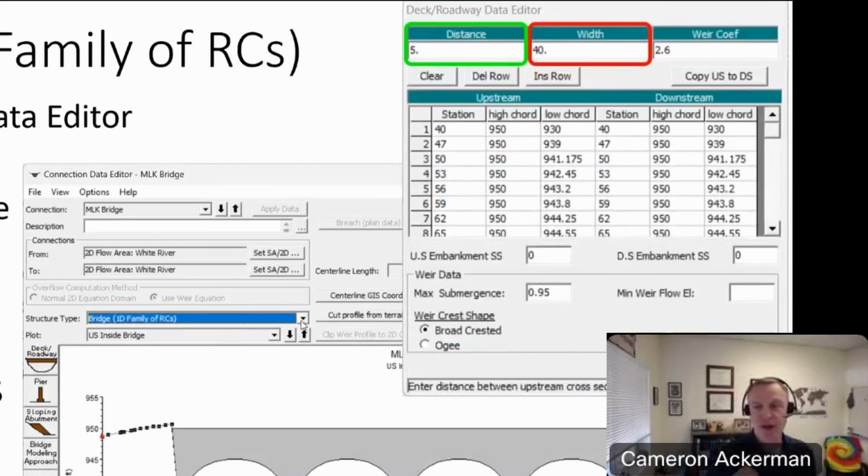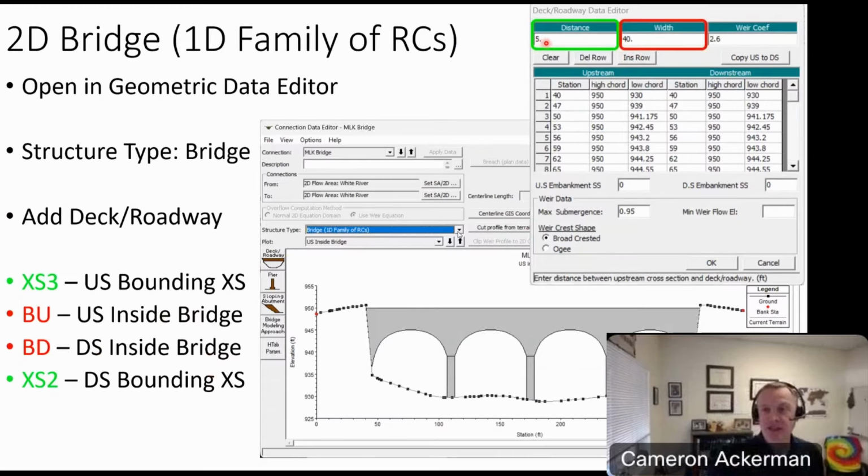The details that are important here are that the width parameter that we specify is going to designate how wide our bridge deck is. And that's important because that's going to be used for identifying those cross sections BU and BD. Where should those be located? And then the distance parameter, which in 1D was the distance from cross section 3 to the next upstream cross section, is actually going to be used to space the cross section from BU to cross section 3 and from BD to cross section 2. So where those bounding cross sections are going to go.